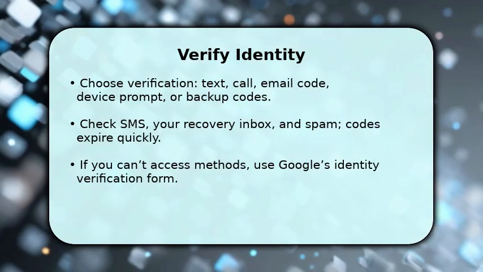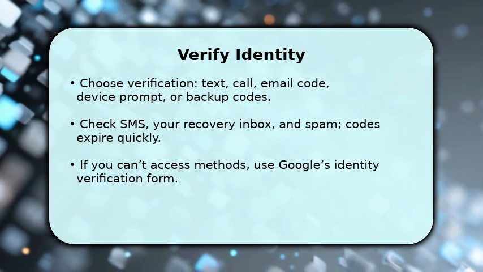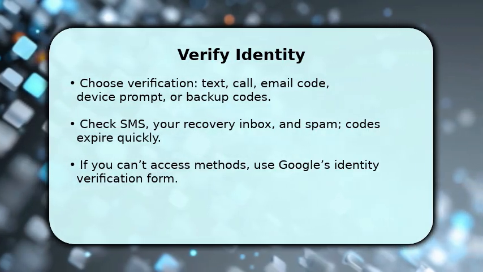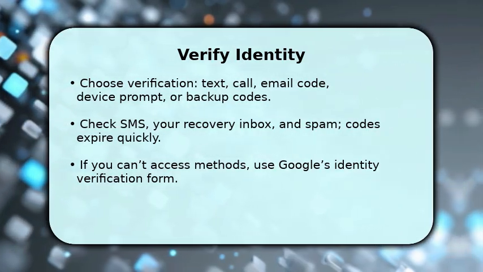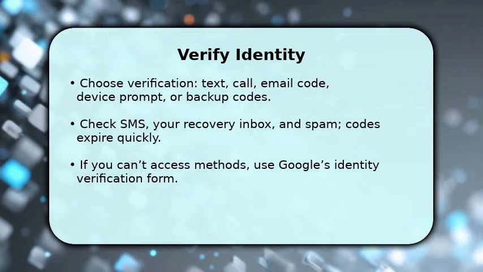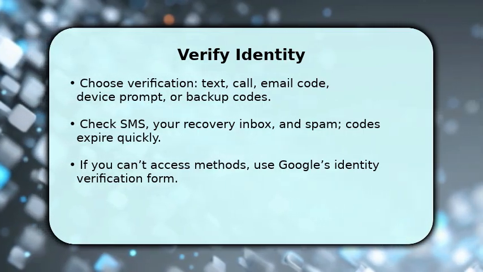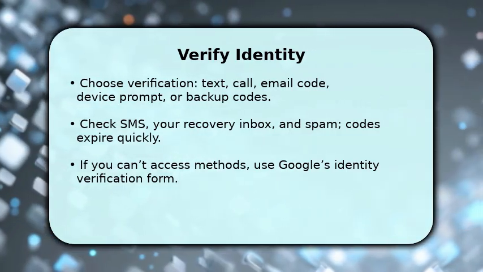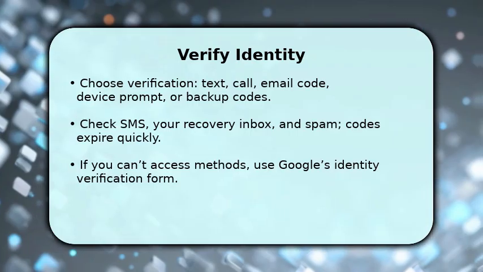Next, you'll handle verification. Select the method Google offers: text message, phone call, recovery email code, or a device prompt on a signed-in phone. Once you request a code, check SMS and the recovery inbox immediately because codes expire fast. Also check spam and archived folders. If you used a device prompt, approve it quickly.